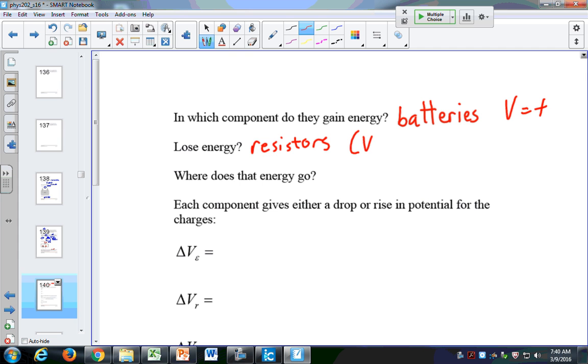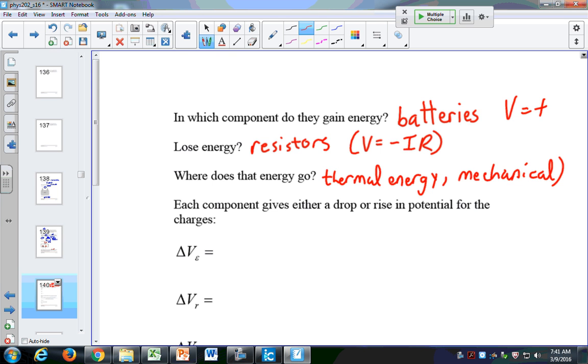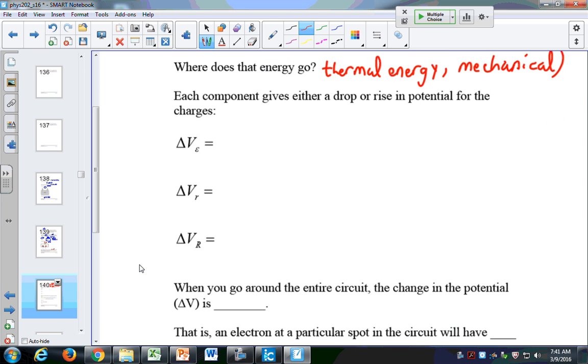And the energy that they lose is equal to negative IR. So we'll see a potential drop that's equal to the current times the resistance in each of those. And then that energy generally goes into thermal energy for the resistors. But it can also go into mechanical energy if you're turning a motor, or it can go into chemical energy as well. But we'll see that later.